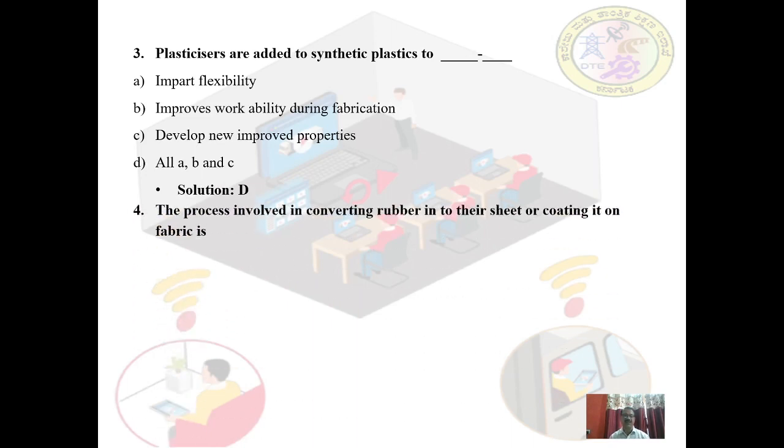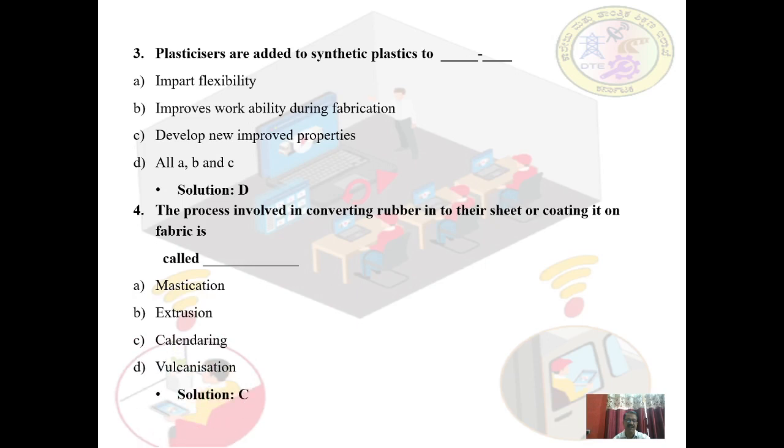Question number 4. The process involved in covering rubber onto sheets or coating on fabrics is called dash. Options are A. mastication, B. Extrusion, C. Calendering, D. Vulcanization. The right answer is C, that is calendering.